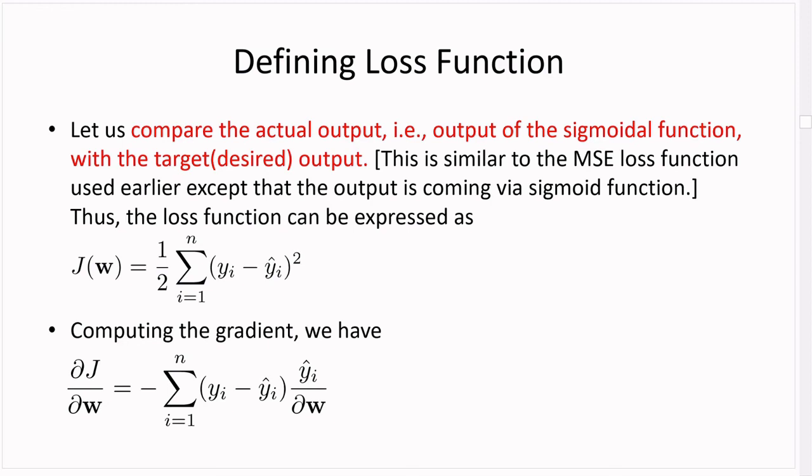So in this case, let us define a loss function. And what we'll do is we will define a loss function by comparing the actual output, that is the output after the activation function, sigmoidal function, with the target or the desired output. So the expression is going to look very similar to the MSE loss function, except that in this case the output that we are taking is coming at the end of the sigmoidal function. So our loss function can be expressed as J(W) as shown, and one can then calculate the gradient as shown.